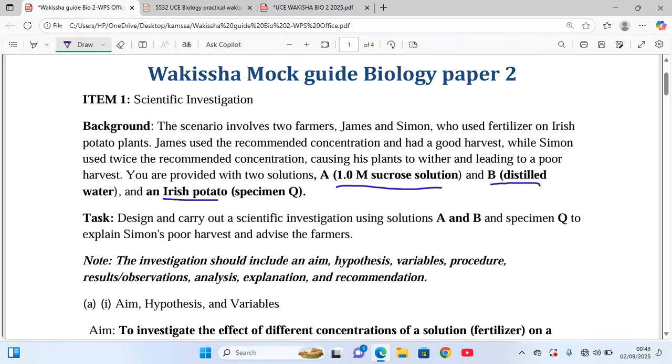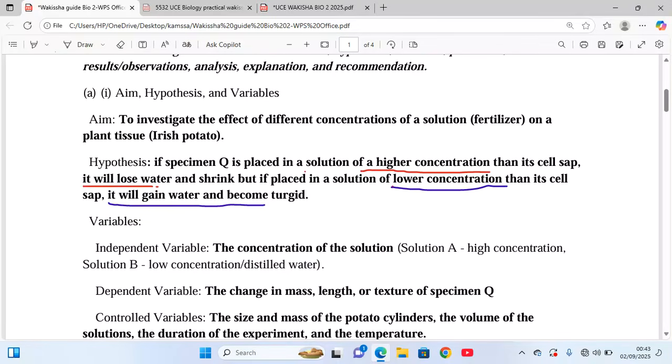So we are to design the experiment. So what is the aim of the experiment? The aim of our experiment is to investigate the effect of different concentrations of a solution, that is a fertilizer, on a plant tissue, which is an Irish potato in this case.